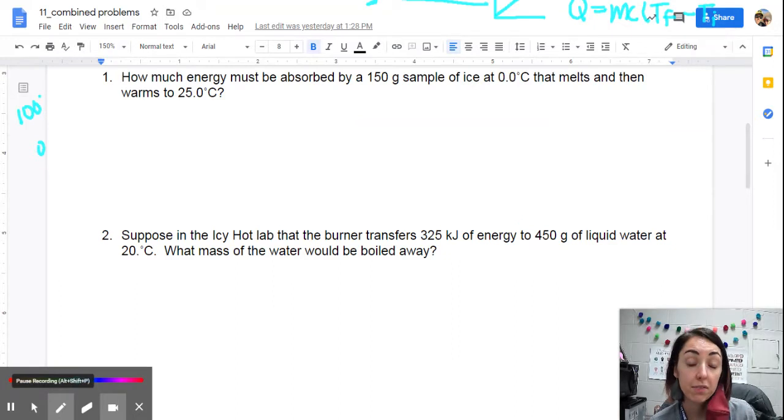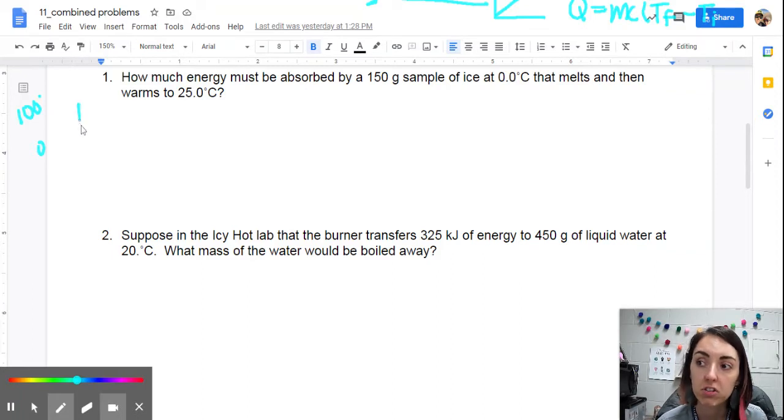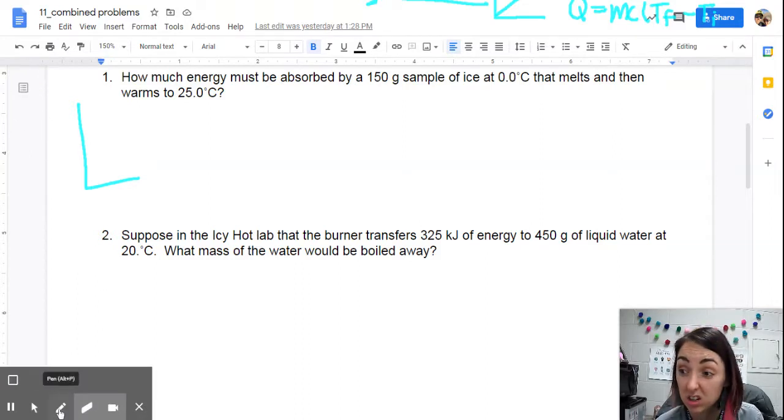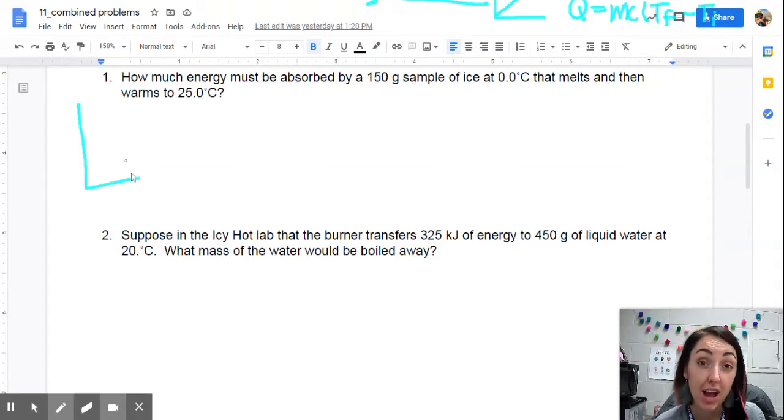Okay, so let's take a look at the first question, question number 1. The first thing you're going to do with all of these questions is you are going to draw the heating curve. Erase these numbers that carried up from the top. So you're going to draw the heating curve. That's the temperature time graph. Remember, temperature's on the Y, time's on the X.